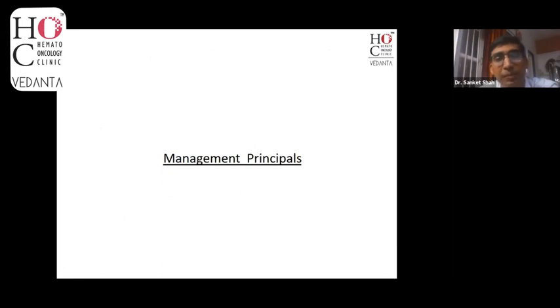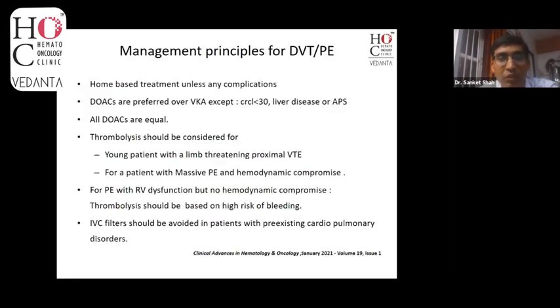Now coming to the last portion, management principles. For management of DVT and PE, this is from ASH 2021. Home-based treatment, unless there is a complication that requires hospitalization. DOACs are now preferred for all DVTs and PEs, except creatinine clearance less than 30, liver disease or EPLA syndrome. All DOACs are equal in efficacy and safety at present.